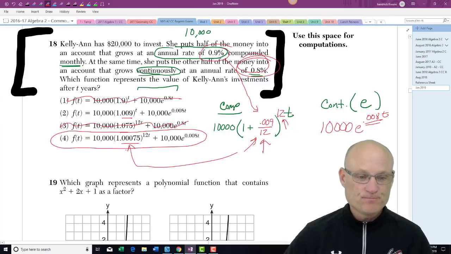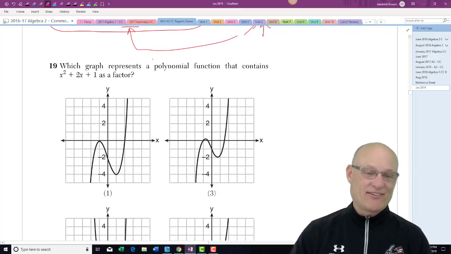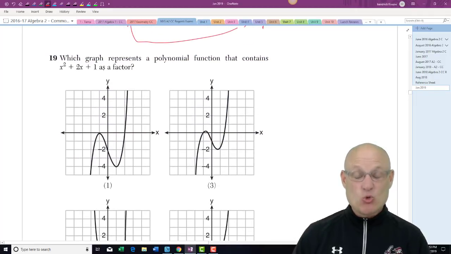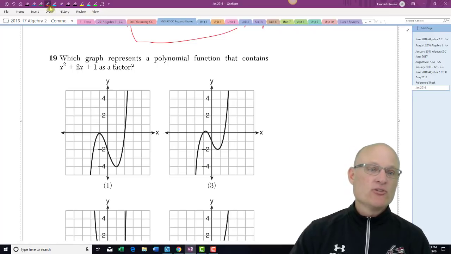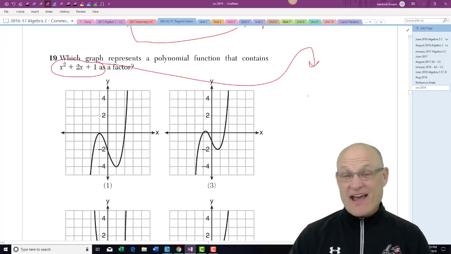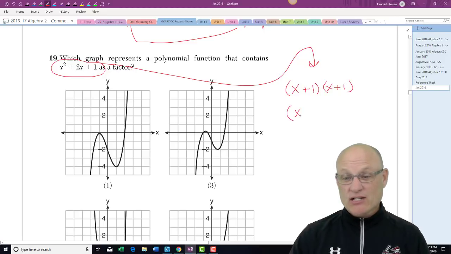All right. Which graph represents a polynomial function that contains this? Oh my God. This is a ridiculously cool question. Love this question, although it is very, very difficult. So here's what I'm going to show you. If this is a factor, then it should give you roots. So what I'm going to do is factor this thing. And if you factor it, believe it or not, you get x plus 1 times x plus 1. Or in other words, x plus 1 squared.